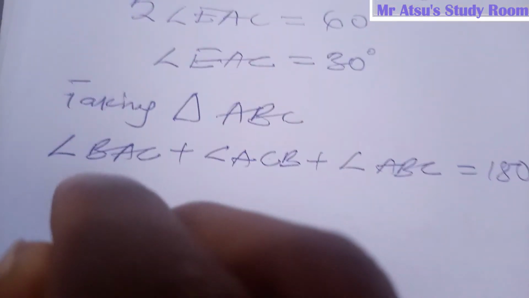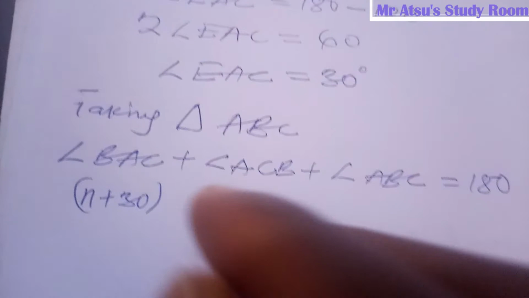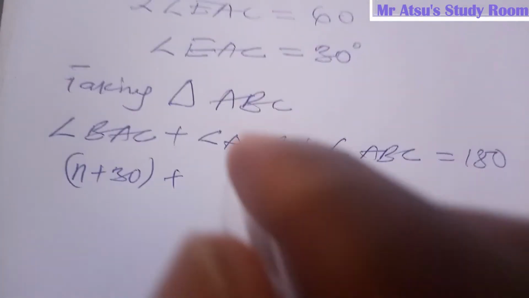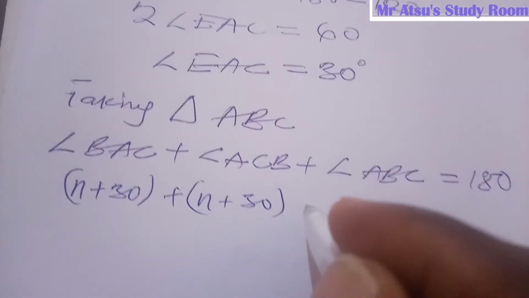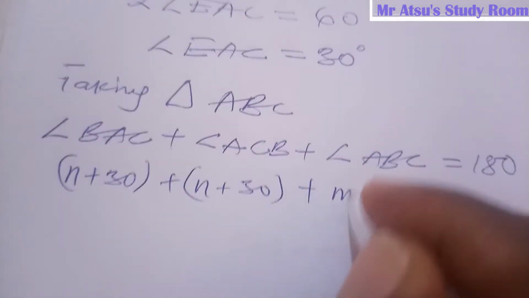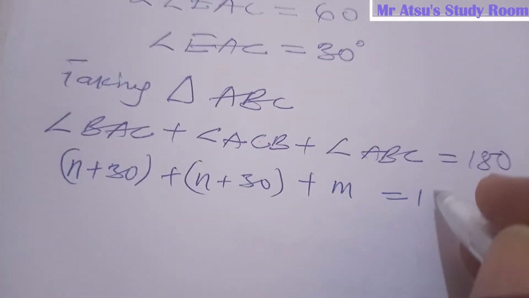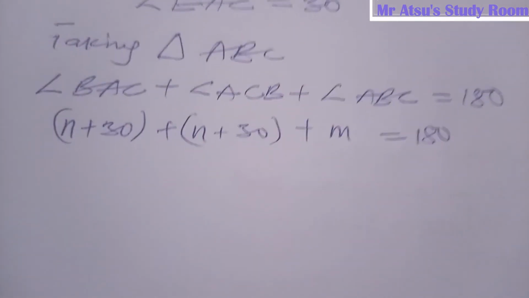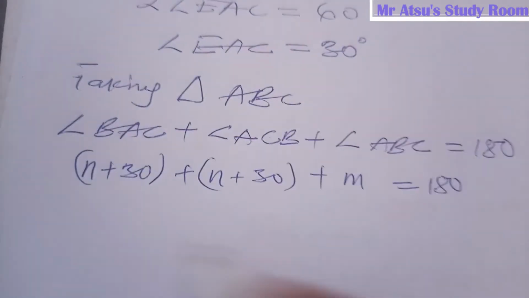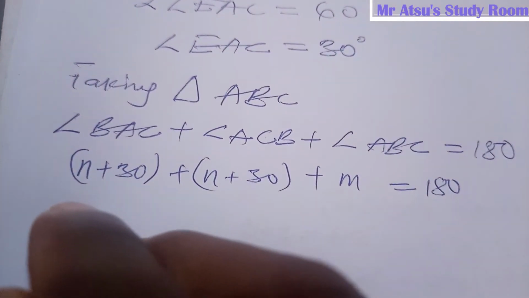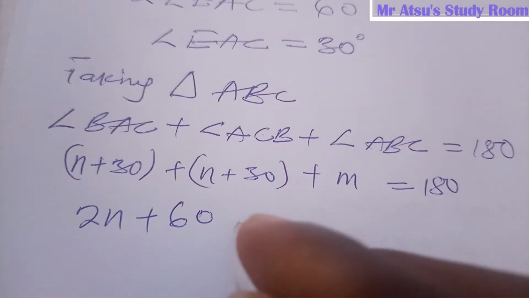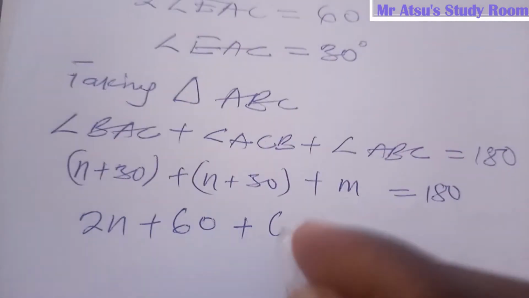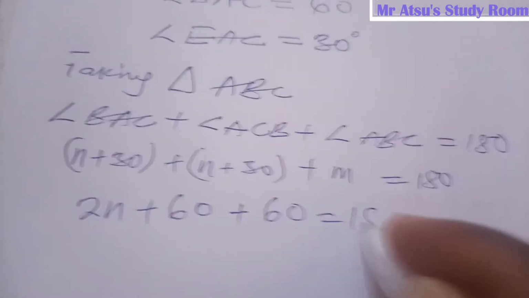So BAC is N plus 30, plus ACB is also N plus 30, plus ABC is M, should be equal to 180 degrees. So when we simplify further, we are going to get 2N plus 60 plus our M, which is also 60, and that should give us 180 degrees.